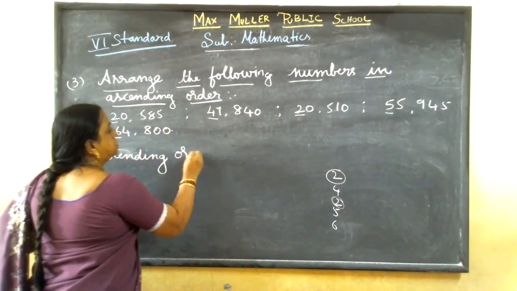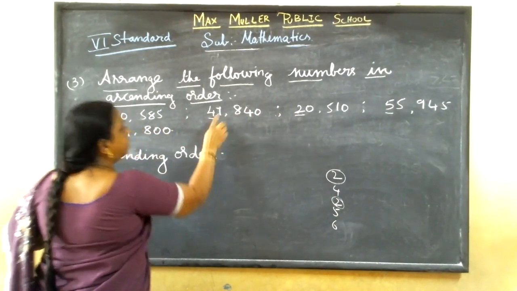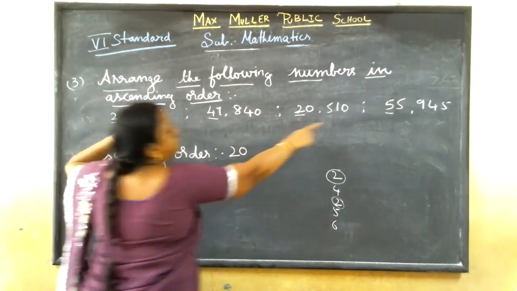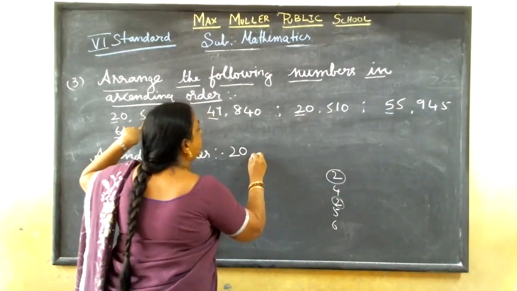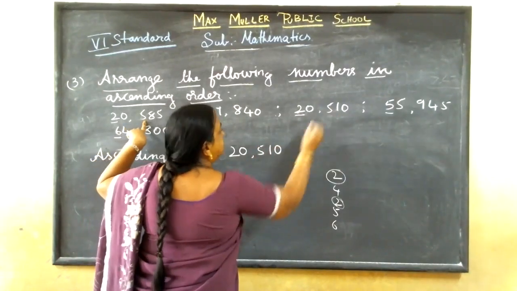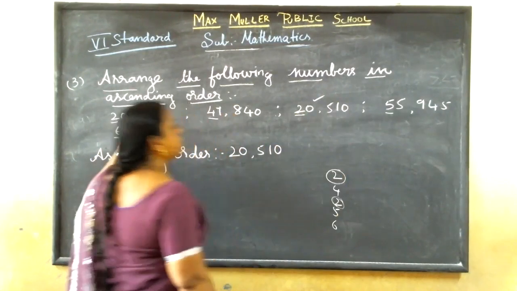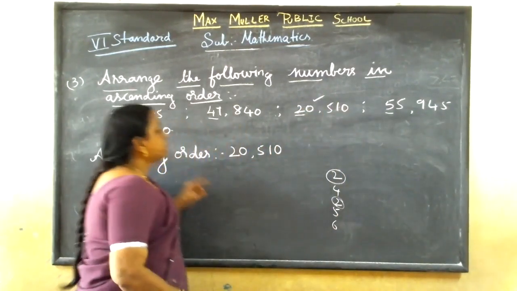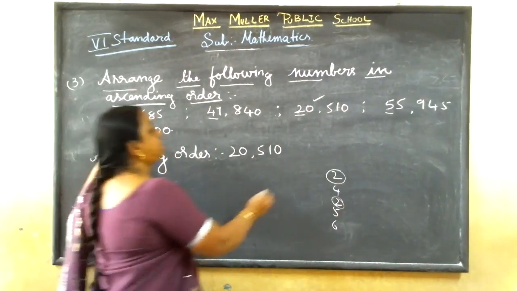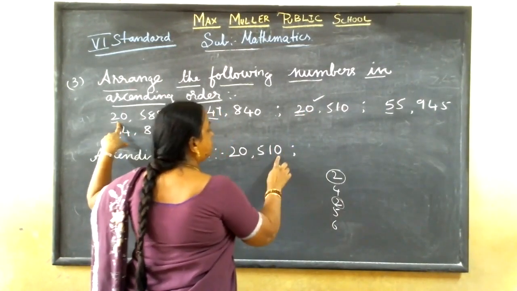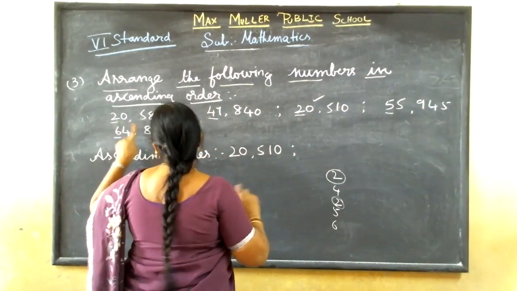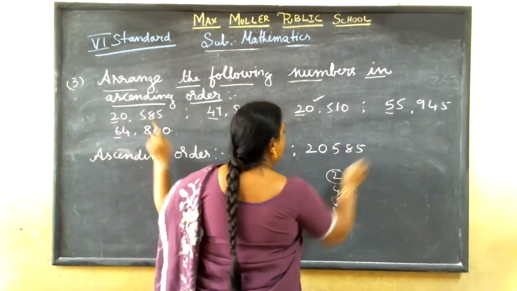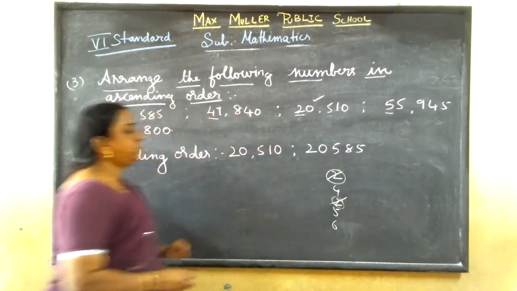So first how to write? 20,000, 585 and 510. Which is small? This is small. 510. This number over. So put tick mark or just you can cut it. Now next one 20,000. So after one number, just leave some space. 20,585. Now 2 over.